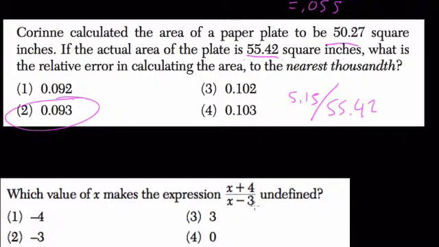Which value makes the expression undefined? These are great because undefined means the denominator equals 0. You can't divide by 0. So if x was 3, you'd have 3 minus 3 here, or 0, and you'd be dividing by it. So x can't equal 3. Okay, next one.